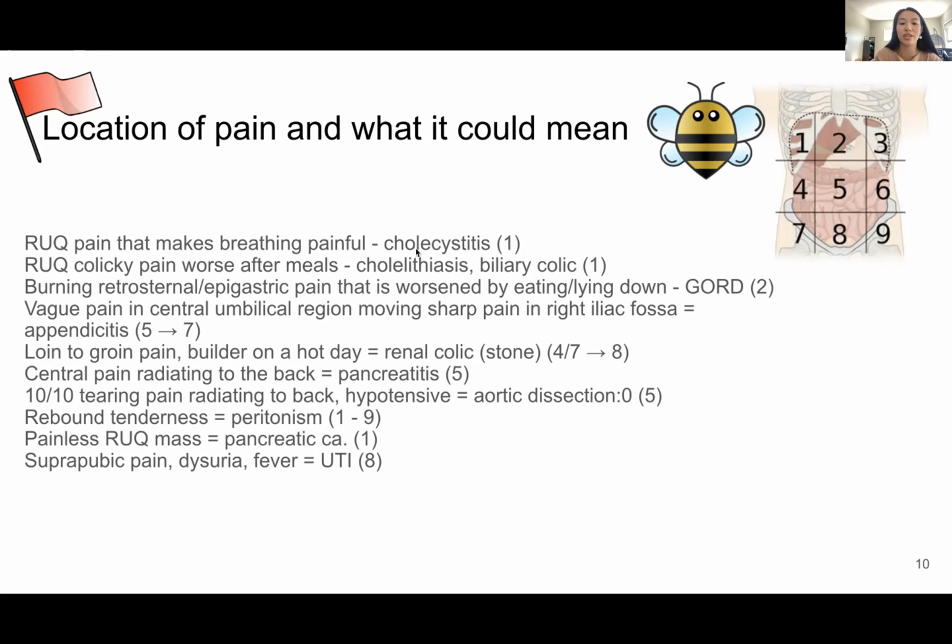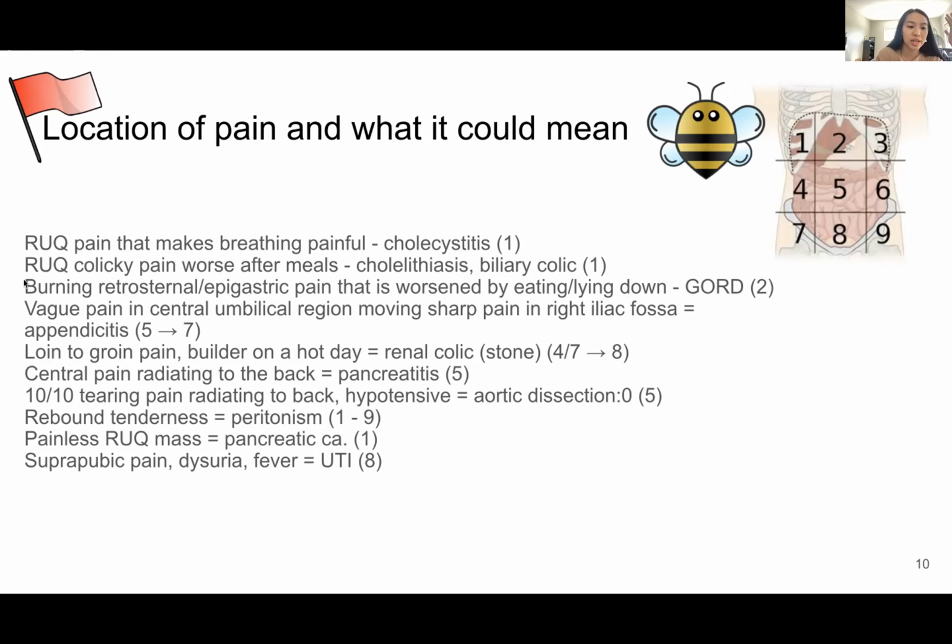So anything that ends with lithiasis means that it is a stone. So there's pyelolithiasis, which means it's a kidney stone. This is cholelithiasis, which means it's a gallbladder stone. Biliary colic is basically talking about this colicky pain. It's like a symptom, but they talk about it as if it's a condition. It just means it's a problem with the gallbladder and the gallstones.